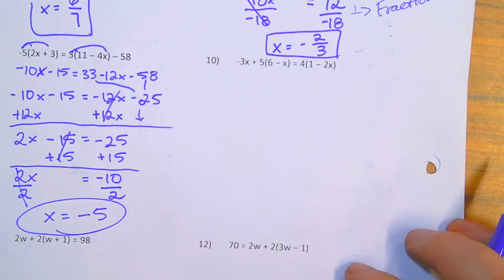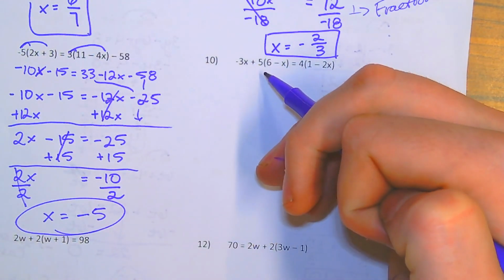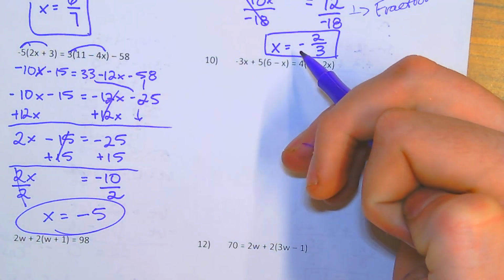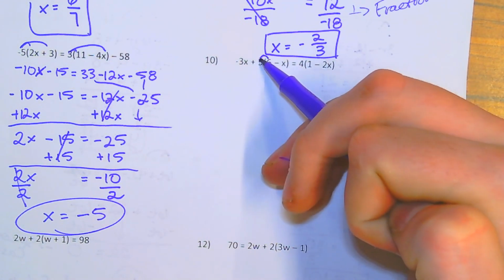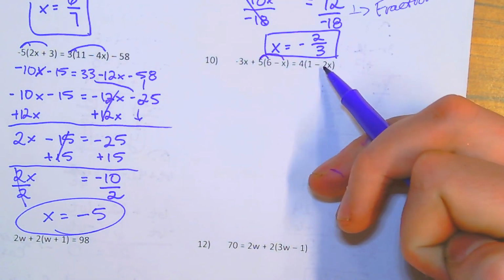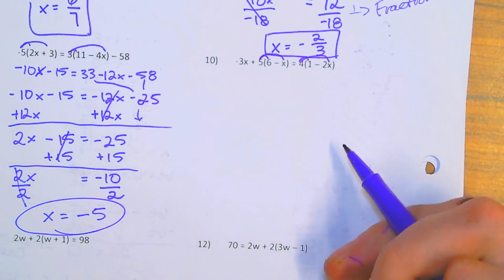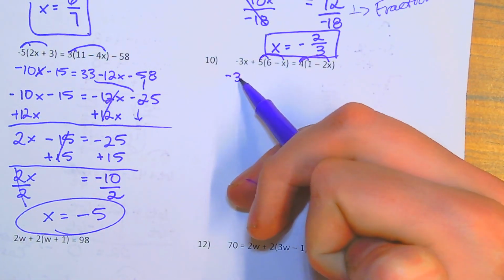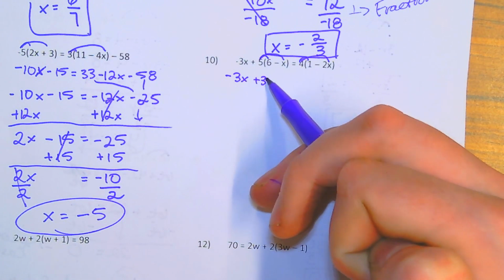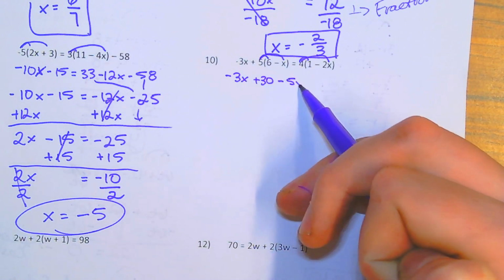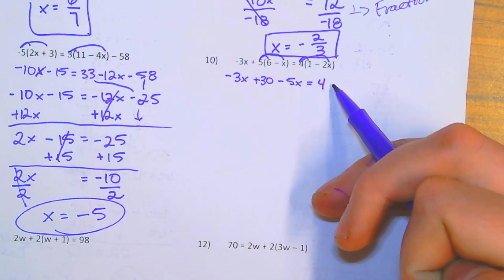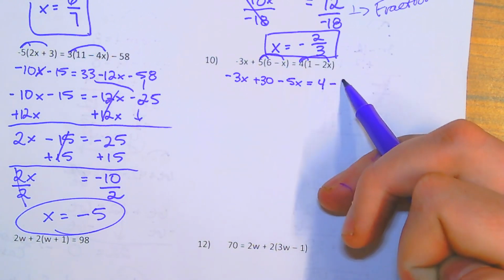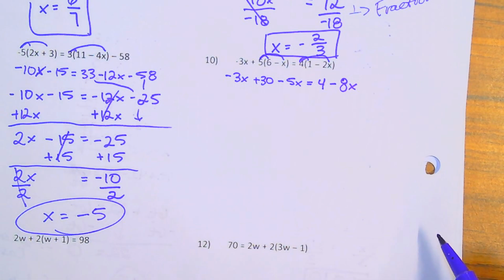So, let's move on to our next problem. Unfortunately, my little sign has gotten in the way up here, but I'm still trying to do the same thing. We're going to do 5 times 6 and 5 times negative x, 4 times 1 and 4 times a negative 2x. It's going to be a negative 3x plus 30 minus 5x. That minus is coming right from there. Equals 4 minus 4 times a negative 2, which is negative 8x.